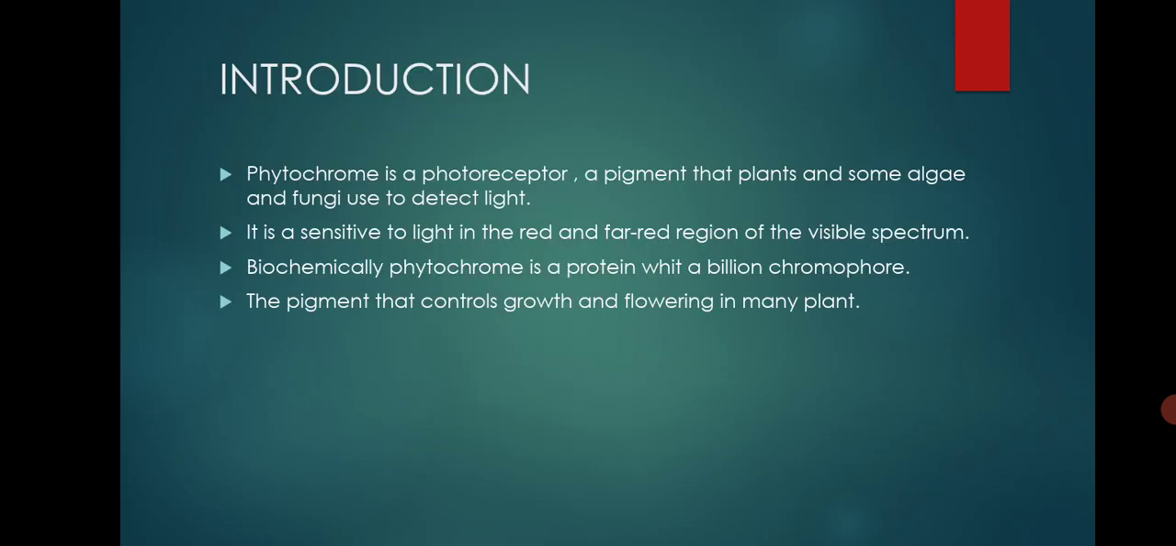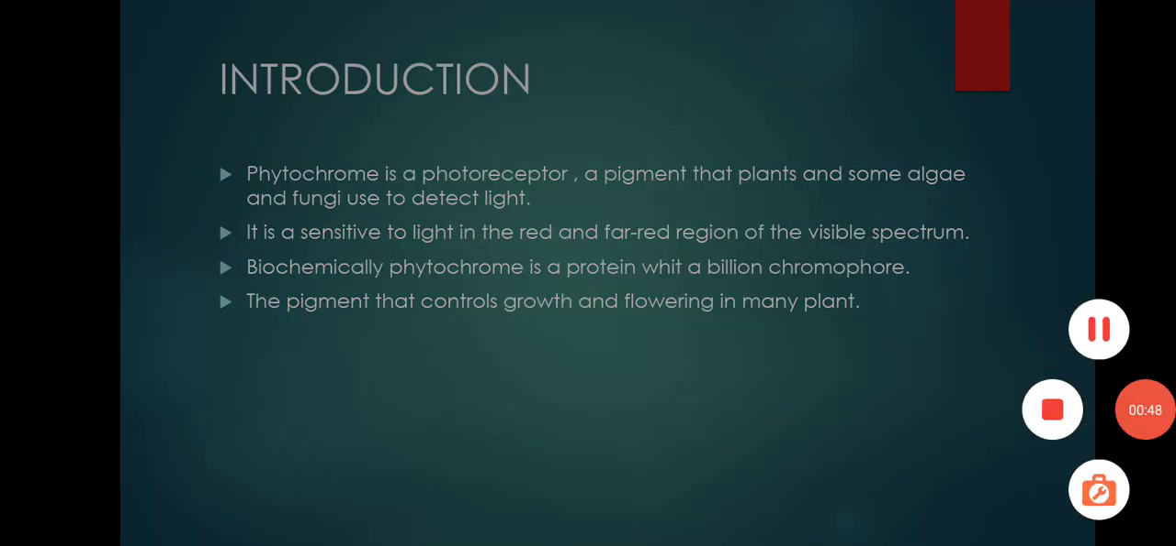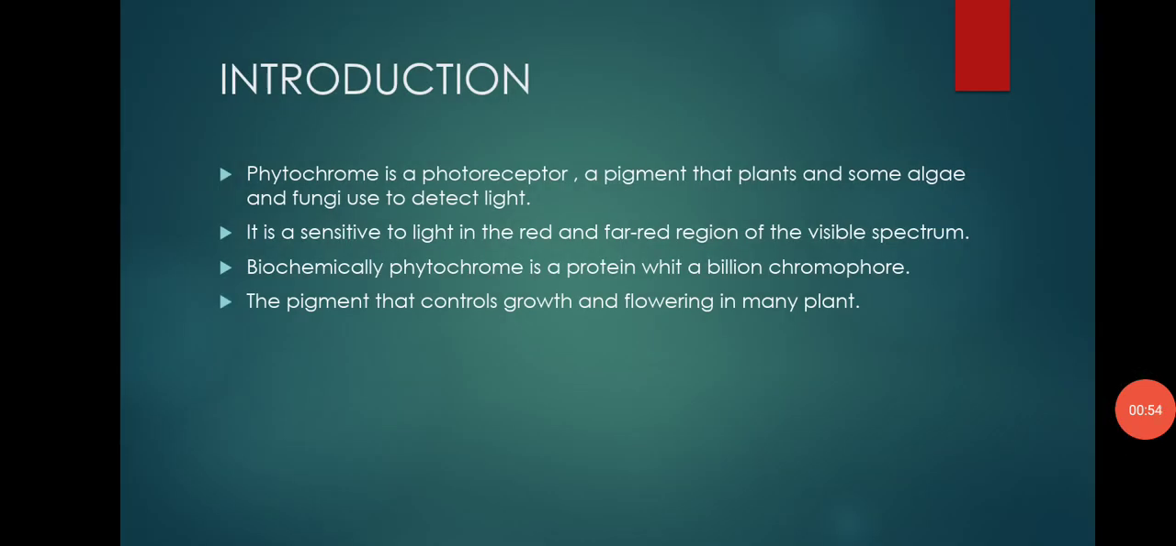Today's topic is the phytochrome mechanism in plants. First of all, we discuss the introduction. Phytochrome is a photoreceptor, a pigment that plants and some algae and fungi use to detect light. It is sensitive to light in the red and far red region of the visible spectrum. Biochemically, phytochrome is a protein with a bilin chromophore, the pigment that controls growth and flowering in many plants.